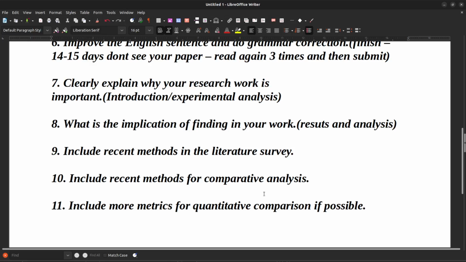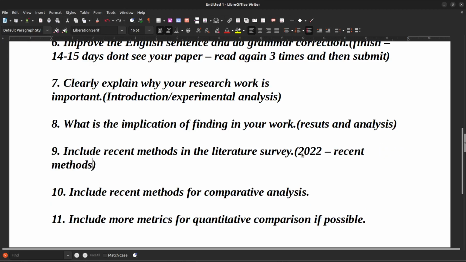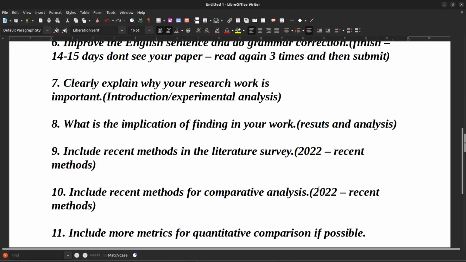If you are writing a paper in 2022, it is better to include the recent methods. Don't underestimate or ignore recent methods in the literature survey. The same is true for comparative analysis also. You should compare your method with recent methods. If you are writing a paper in 2022, you should compare your method to recently published work on the same topic. Okay, like this.